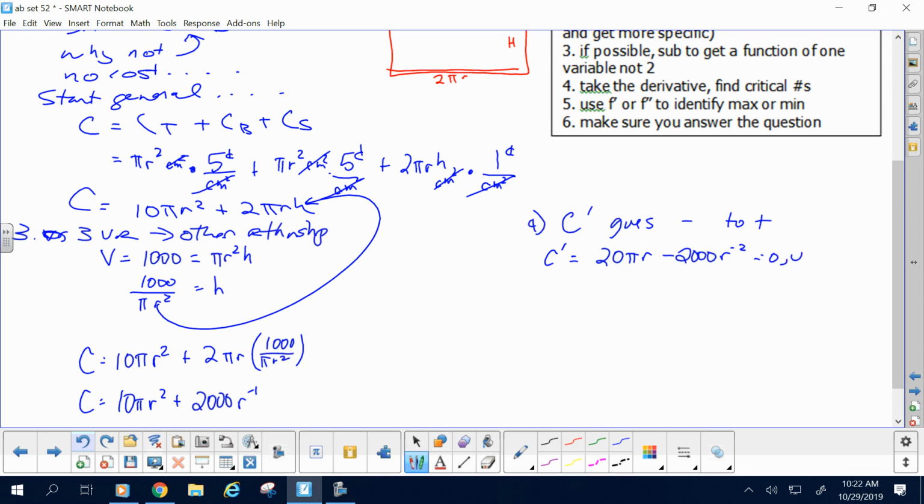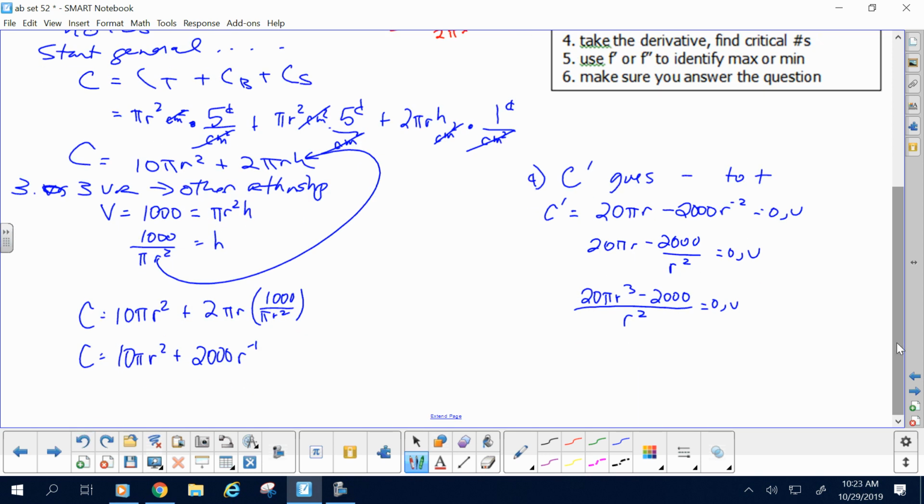For the critical numbers, what kind of algebra would you like to do to find these critical numbers? Easy algebra. Okay, so let's go 20 pi R minus 2,000 over R squared. I would strongly suggest you get a common denominator. So 20 pi R cubed minus 2,000 over R squared. Okay?